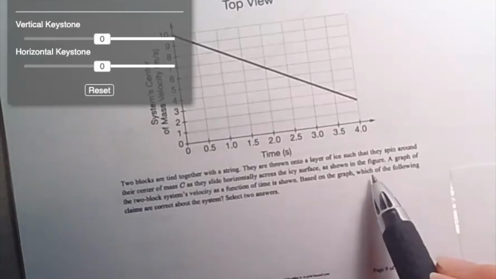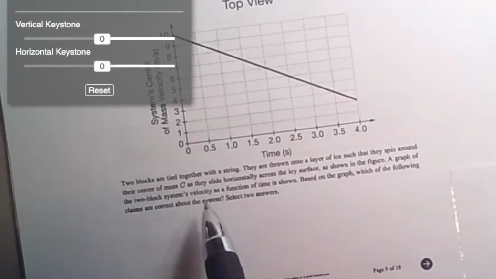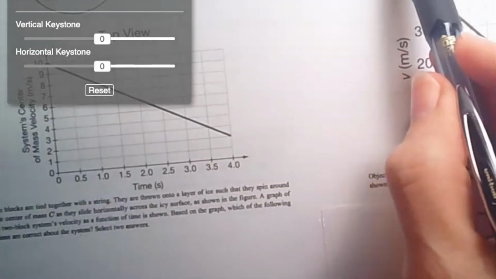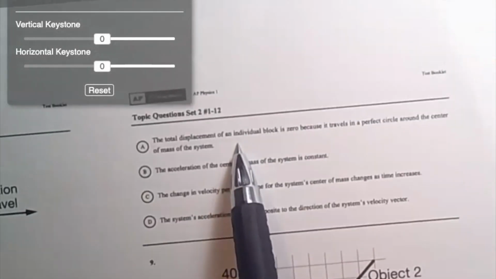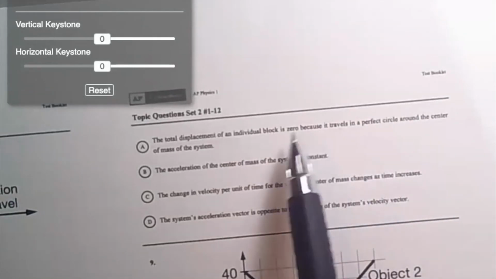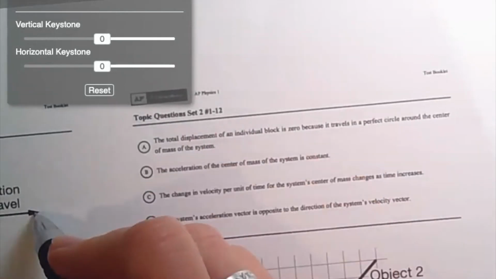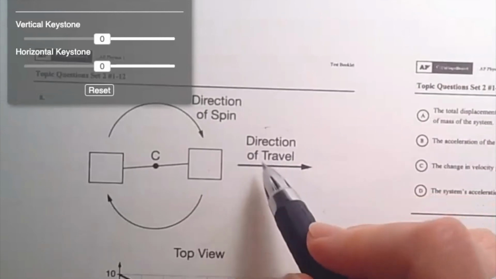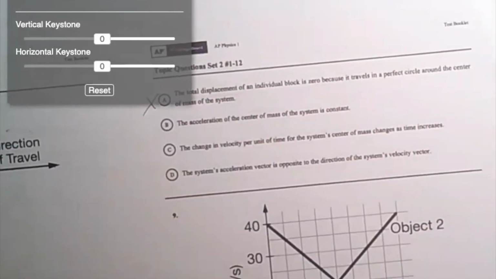So on number 8, they're saying which of the following claims are correct about the system, and you're going to select 2 of these answers. The total displacement of an individual block is 0 because it travels in a perfect circle. So that's not true because it's also moving in a straight line, right? That's what this direction of travel says. So this is not true.